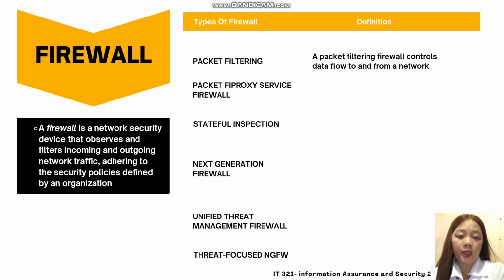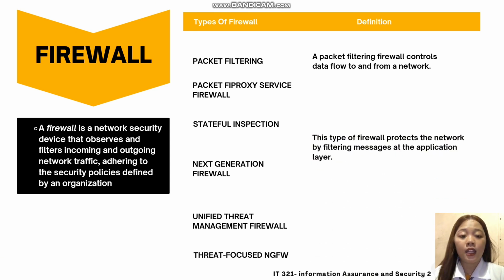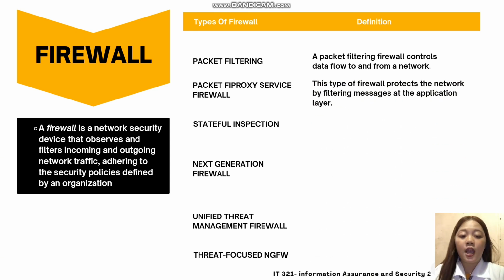The second is a proxy service firewall. This type of firewall protects the network by filtering messages at the application layer. This proxy service firewall is essentially a go-between for every connection on a network.